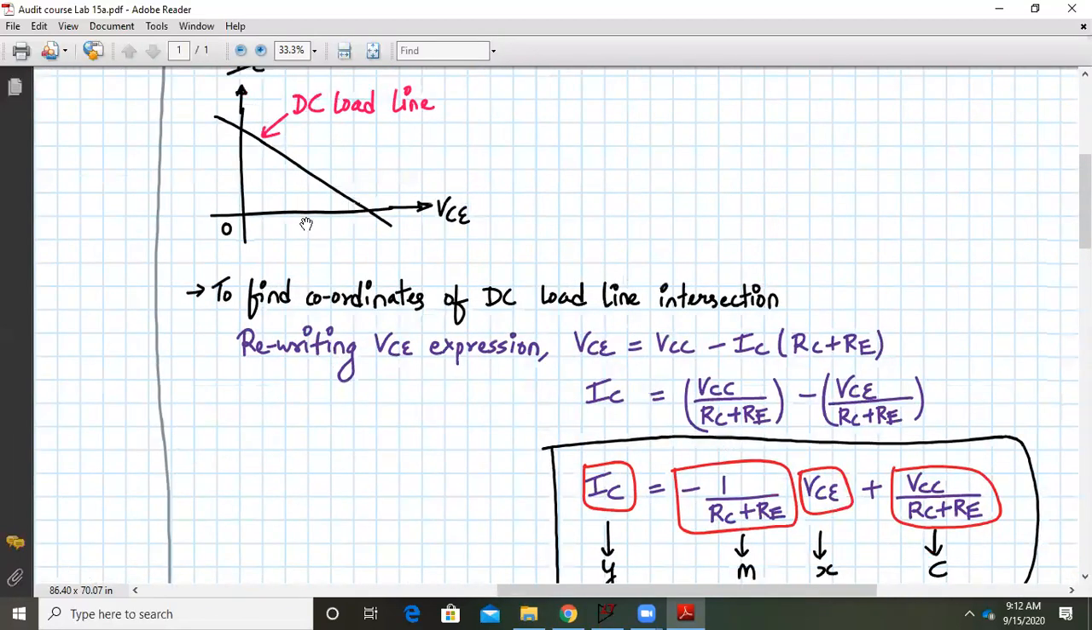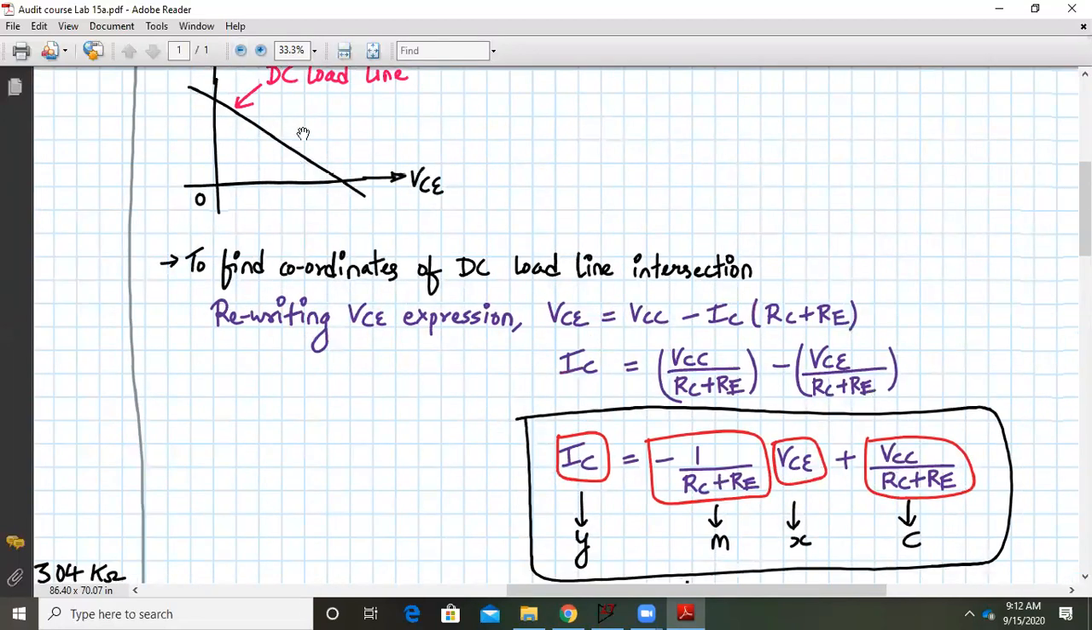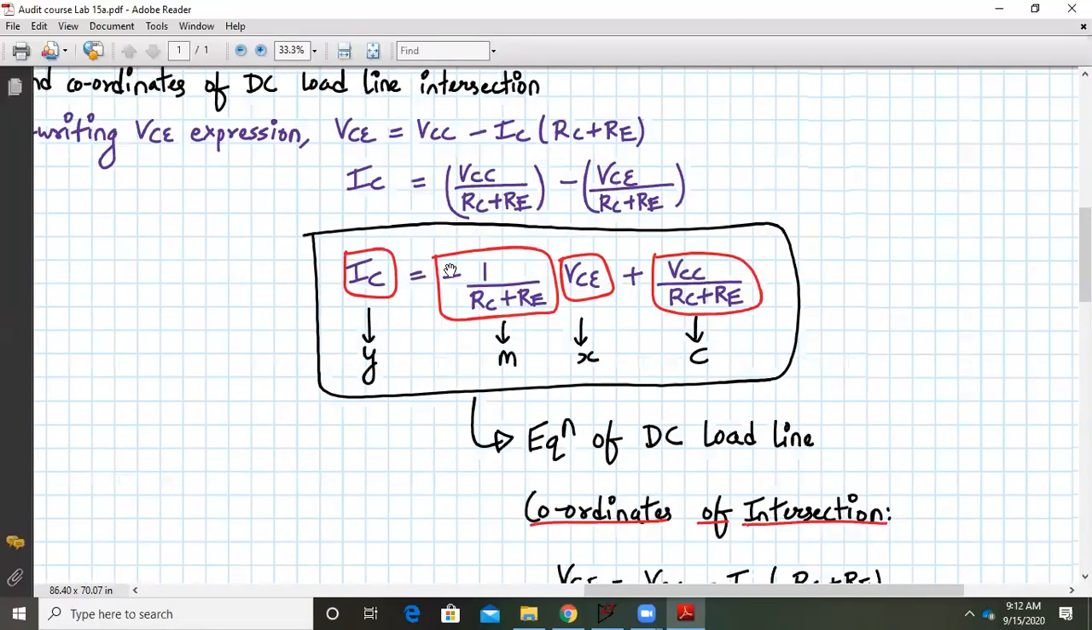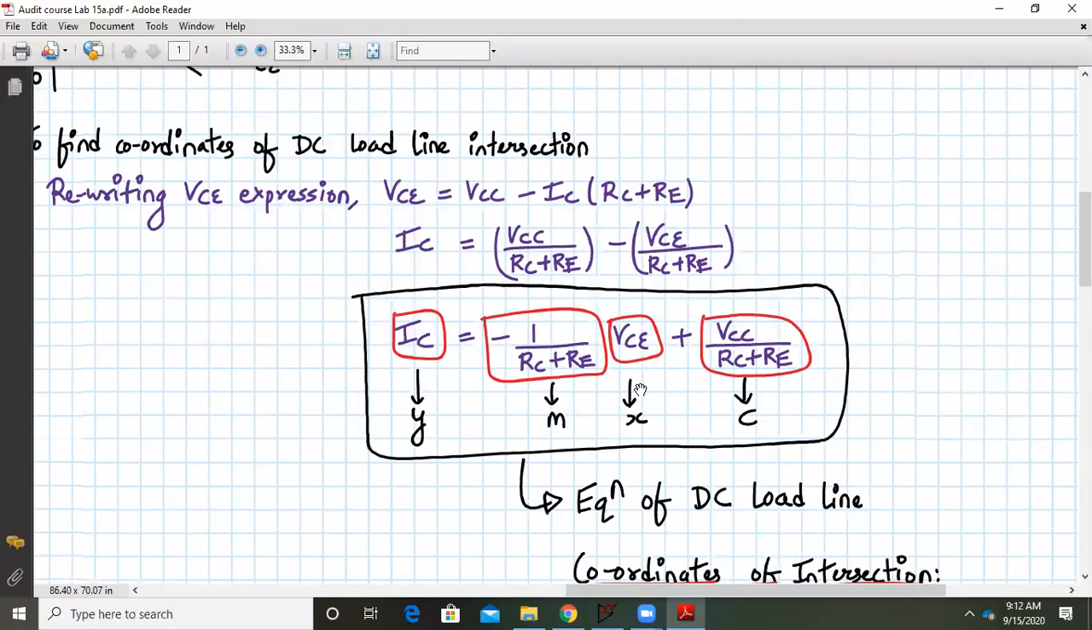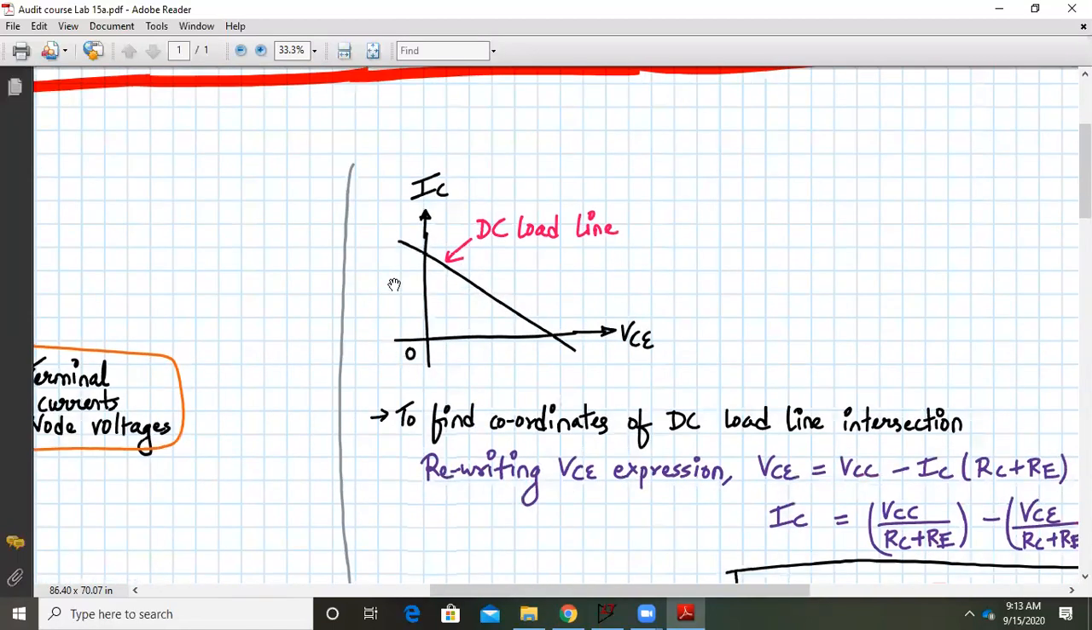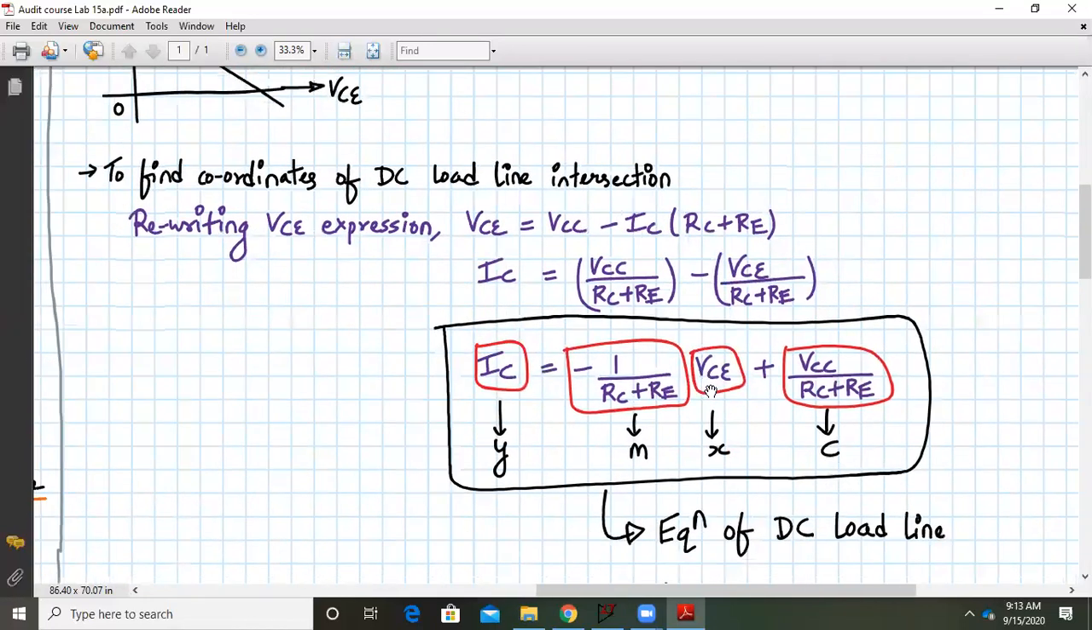So if you try to plot it on the graph paper and substitute these values, you'll get the exact slope properly. So into VCE, correct? VCE is my x, and my y-intercept is VCC upon RC plus RE. This height over here is VCC upon RC plus RE. So basically, it's a current.